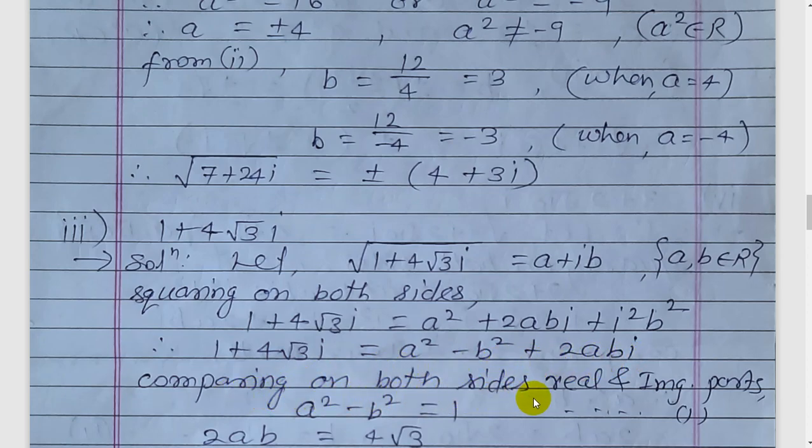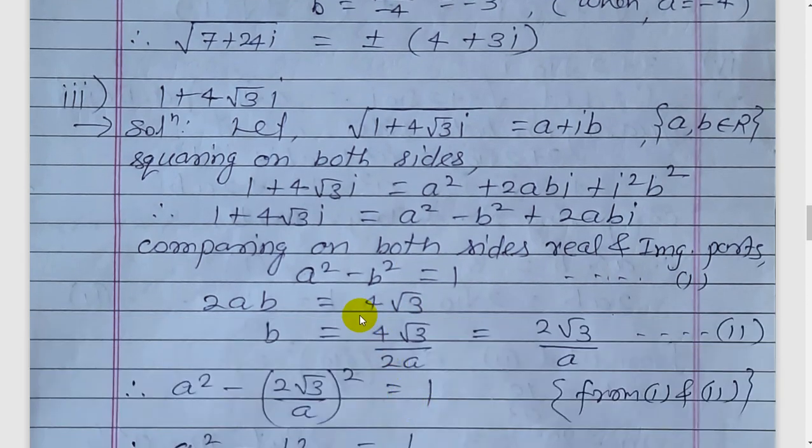Comparing on both sides the real and imaginary parts, we get a square minus b square equal to 1, and let it be equation first, and 2ab equal to 4 root 3. Therefore b equals 4 root 3 upon 2a, and simplifying we get 2 root 3 upon a. Anyone can find the value of a also, a equal to 4 root 3 upon 2b.